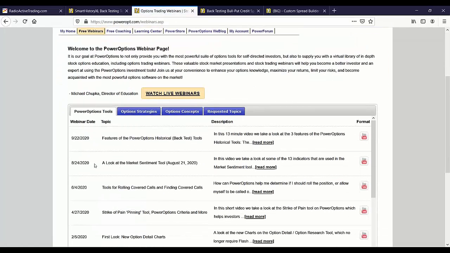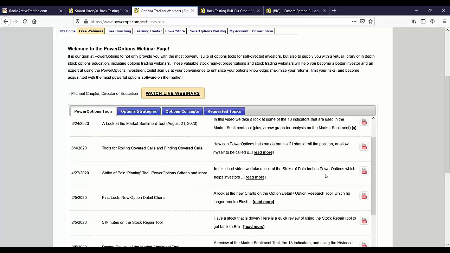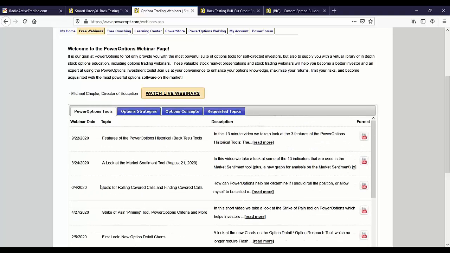Here you go, from 8/24/2020. In this one, we look at some of the 13 indicators that are used in the market sentiment tools, plus the new graph. There's some further discussion on it as well. I don't know if there's another one right here, but that's a video you can look at. Just go to powerop.com/webinars.asp. You'll be able to see some information there as well.